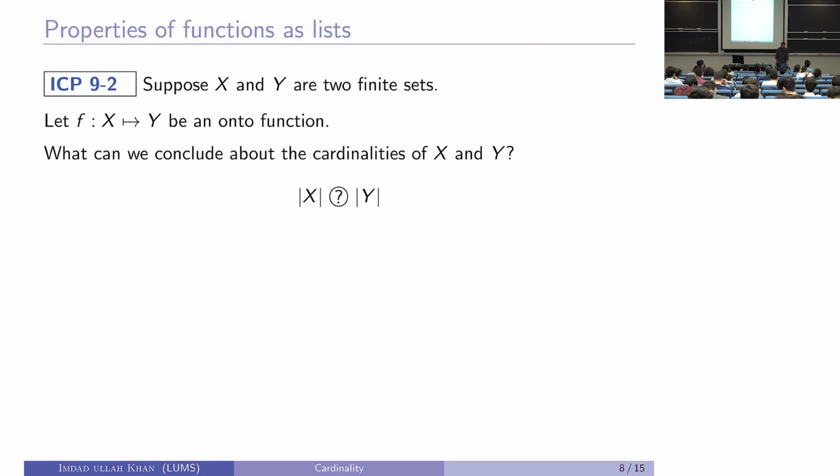At most 5 rooms can be occupied, right? Because it's a mapping, it's a function. Everybody gets exactly one outcome, one room. Nobody gets more than one room. So generally speaking, if elements of x are mapped to elements of y in an onto fashion, what must be the relation between the cardinalities of x and y?